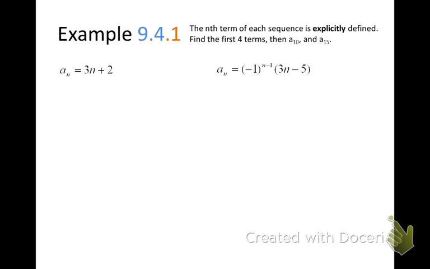So for the first one, we're asked to find the first through fourth terms and then the 10th and the 15th term. So all you have to do here is notice that this input is just the sub number. So in other words, whatever term you're on in your sequence, that's what you're plugging in, right? So if I'm trying to find a sub 1, then I'm plugging in 3 times 1 plus 2, which is 5, right?